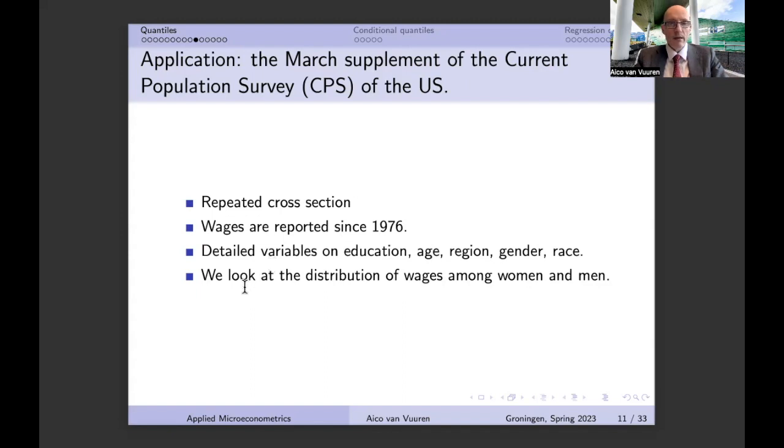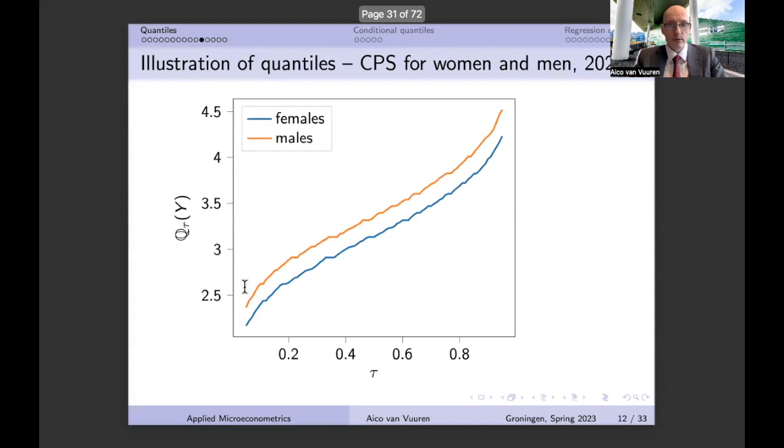Here we are going to mainly look at the distribution of wages among women and men, and more in particular, we're going to look at the quantiles. That's what I've done over here. On the x-axis I have the different values of tau, and on the y-axis I have the quantile. So for example, at 0.5, we are looking at the medians, and we have two different groups here: males, drawn in orange, and in blue we have the females.